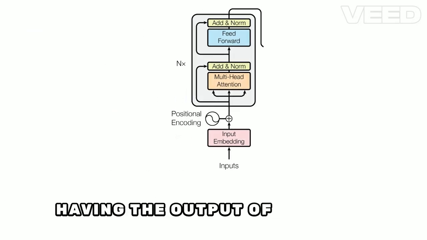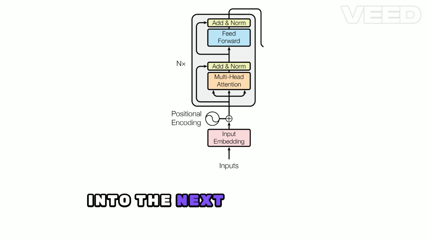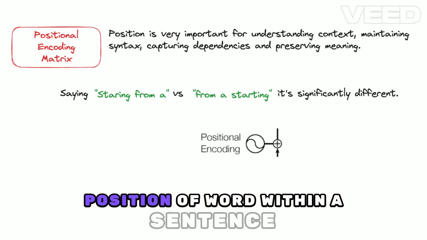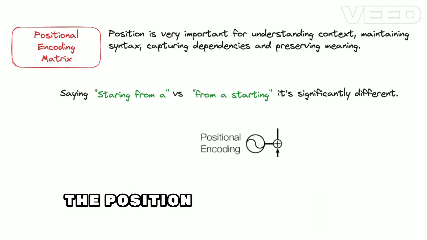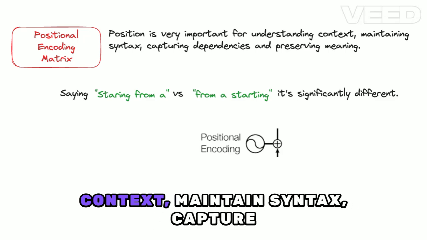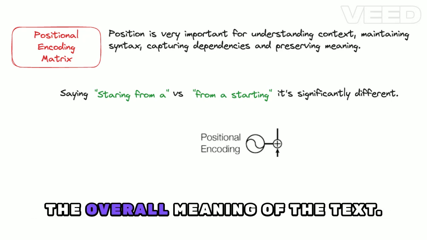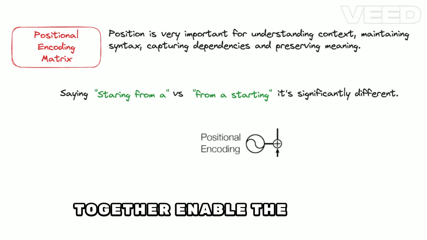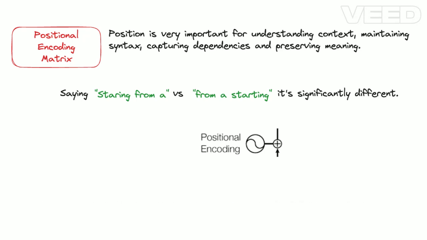Having the output of the input embedding, it will allow us to move into the next concept: positional encoding. Position of word within a sentence is crucial in large language models. The position helps the model understand context, maintain syntax, capture dependencies between words, and preserve the overall meaning of the text. Tokenization and positional encoding together enable the model to capture the nuances and complexities of language more accurately.